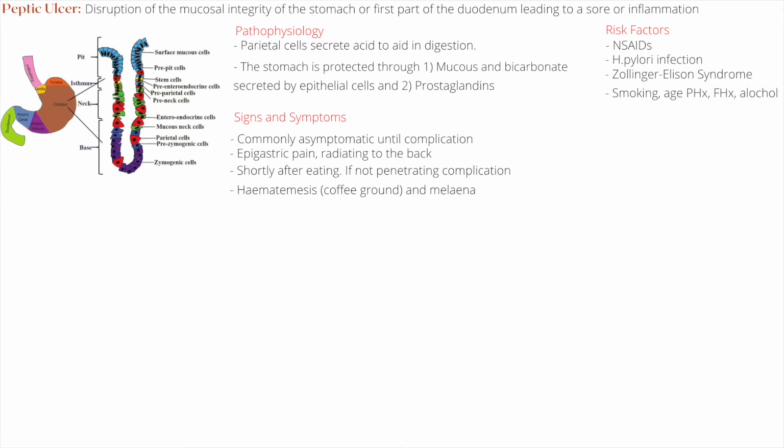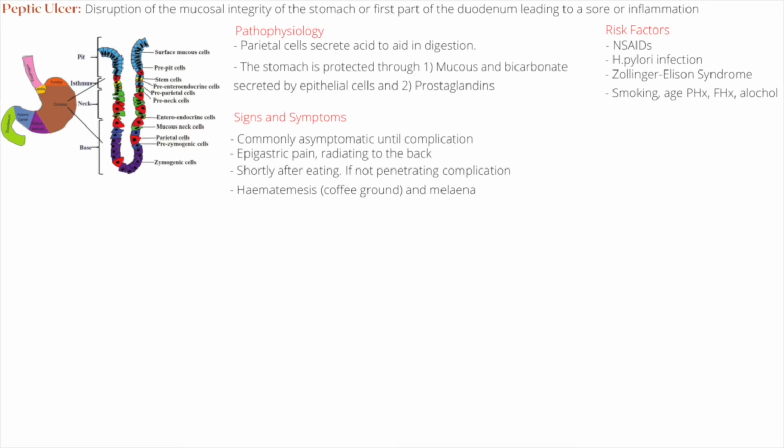The pain usually comes on shortly after eating due to the release of CCK that stimulates parietal cells. However, if this is not the case, it may imply there has been penetration and other complications. The patient may also have characteristic upper GI bleeds such as melena and hematemesis with a coffee ground appearance.